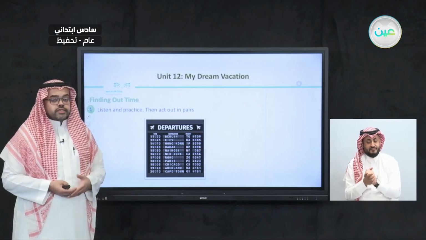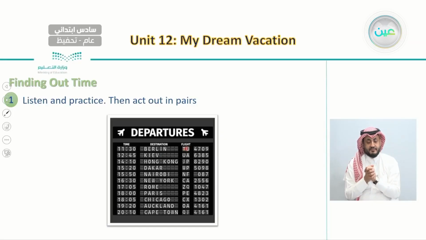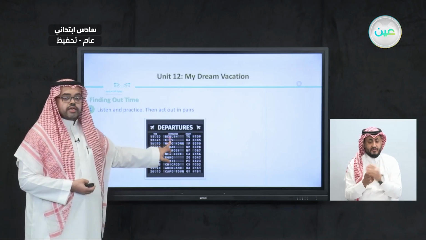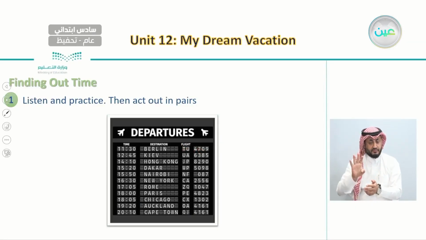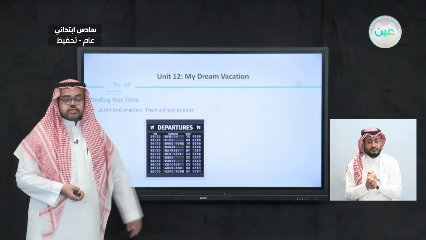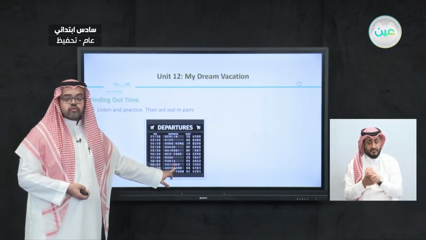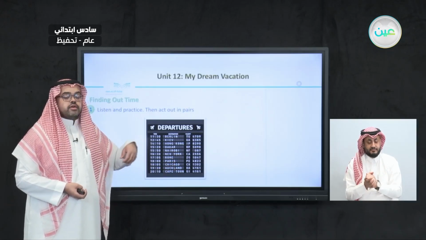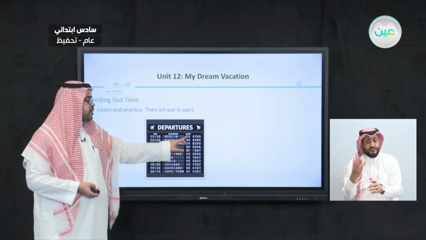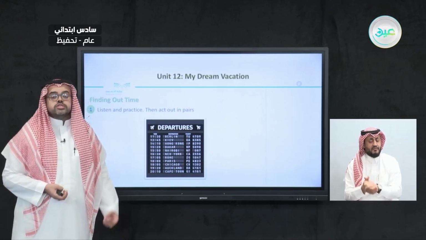Usually, the flight number contains letters and numbers. For example, the flight number of the Berlin flight is TU 4709, and the flight number for Paris is PE 4823. So the first column here is the time when this flight is going to depart or take off, the second column is the destination, the place that this flight is going to. And finally, the last column is the flight number.